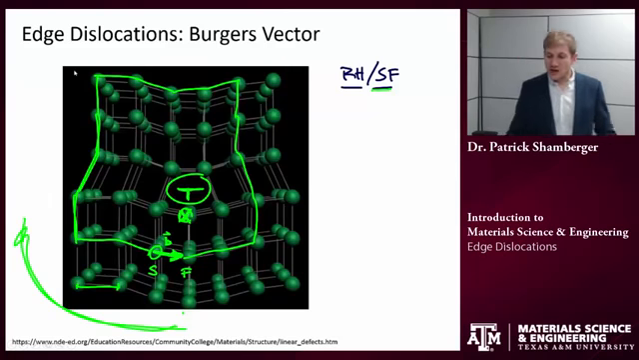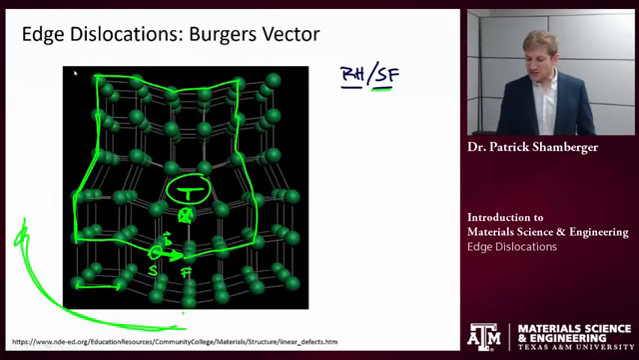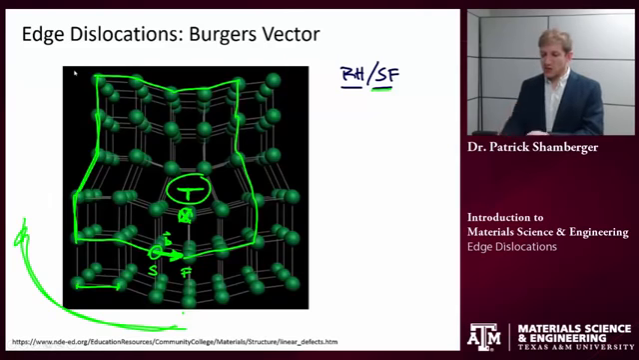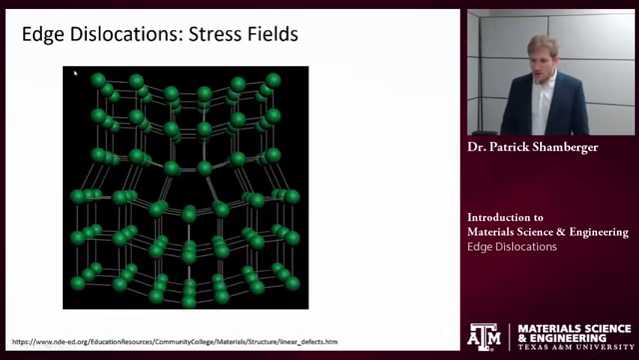So importantly, for the edge dislocations, we see that the Burgers vector is perpendicular to the dislocation, right? The dislocation is a vector that's going into and out of the page, and the Burgers vector is going from the left to the right. So those two are perpendicular.